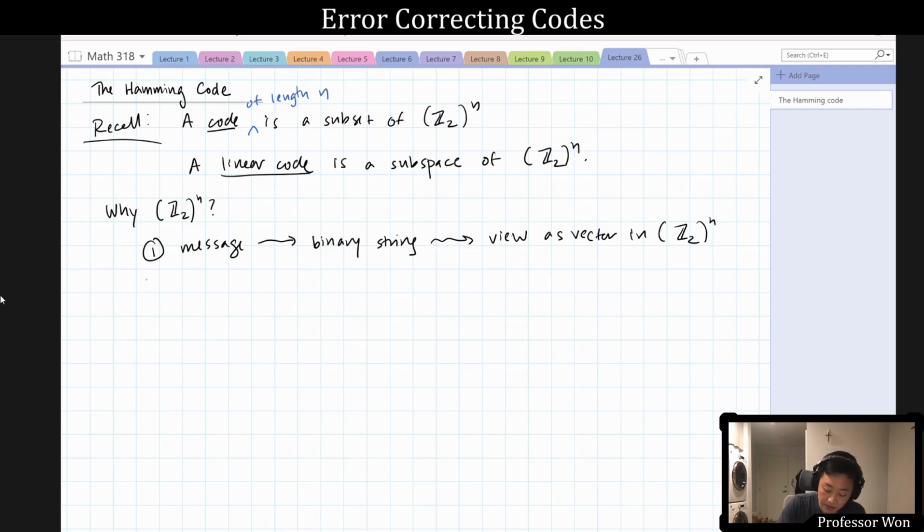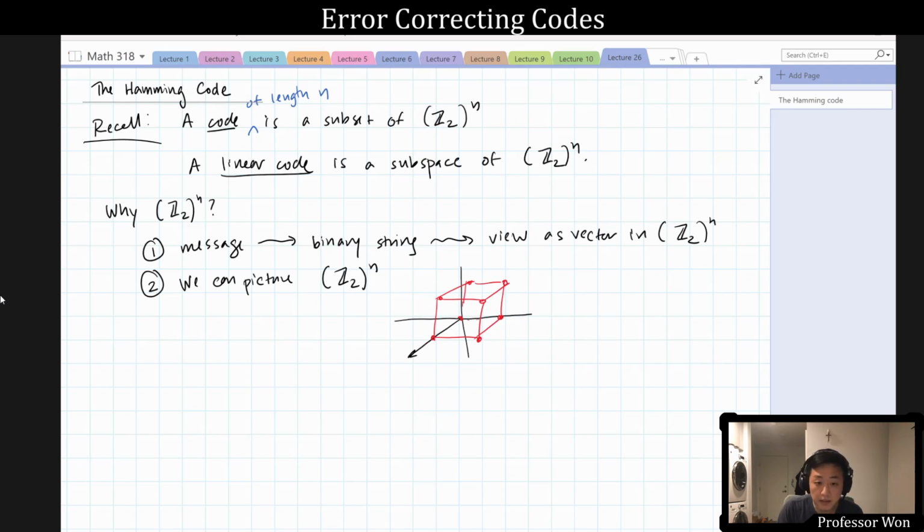Another thing is that we can picture it. In computer science you learn about binary strings of length n, but rarely do you draw some sort of geometric picture. But once you can think of it as a vector space, you can picture it. I'll draw the picture in dimension 3. You picture it as the vertices of the unit hypercube. In dimension 3, there are 8 vertices. In dimension 4, there are 16.